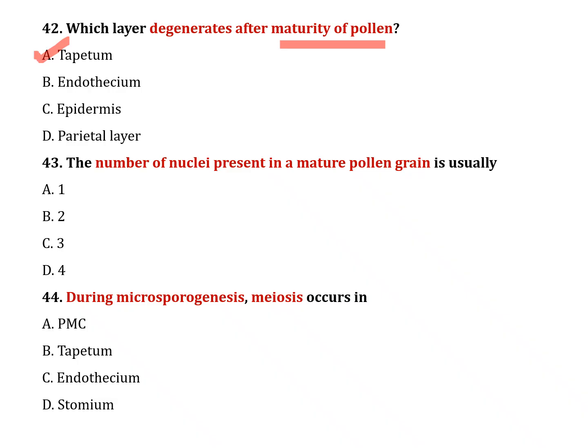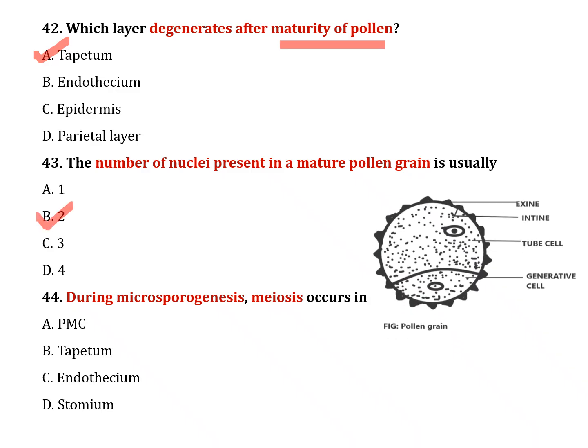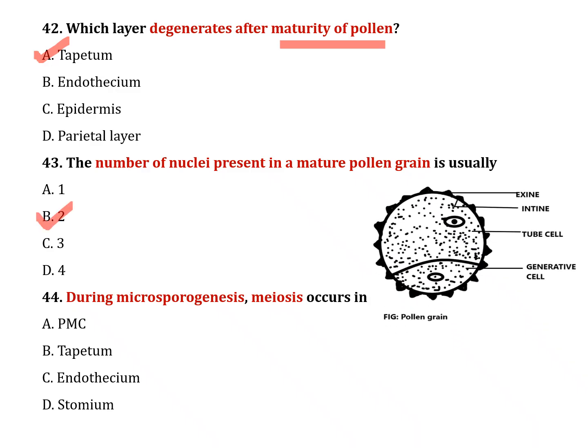The next question, number 43. The number of nuclei present in a mature pollen grain is usually: option A, 1; option B, 2; option C, 3; option D, 4. Correct answer is option B, 2. That is, one is generative cell and another is vegetative cell or tube cell.